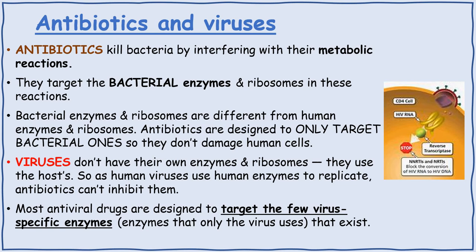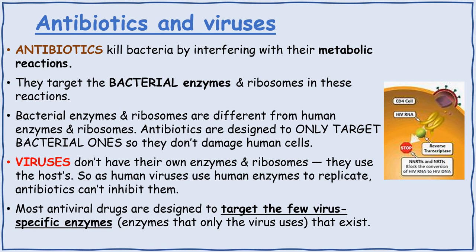Antibiotics and viruses. Antibiotics kill bacteria by interfering with their metabolic reactions. They target the bacterial enzymes and ribosomes in these reactions. Bacterial enzymes and ribosomes are different from human enzymes and ribosomes. Antibiotics are designed to only target bacterial ones, so they don't damage human cells. Viruses don't have their own enzymes and ribosomes. They use the host's. So as human viruses use human enzymes to replicate, antibiotics can't inhibit them.